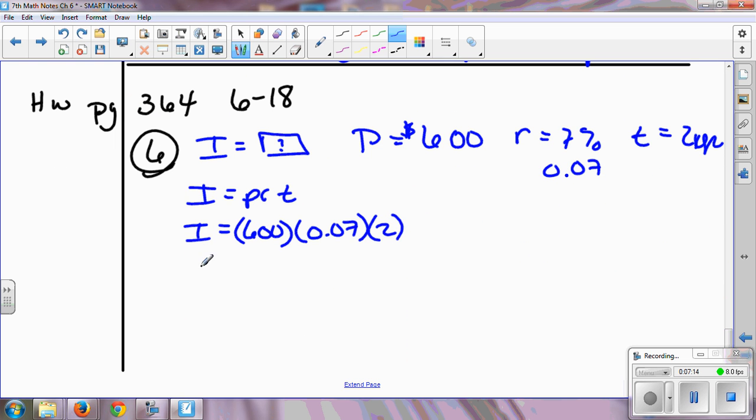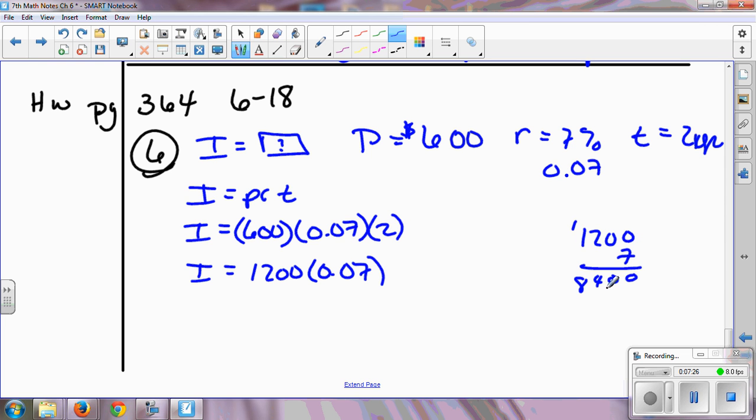So I'm going to start with taking 600 times 2 to get 1,200. So 1,200 times 0.07, 2 decimal places, is $84. So our interest is equal to $84.